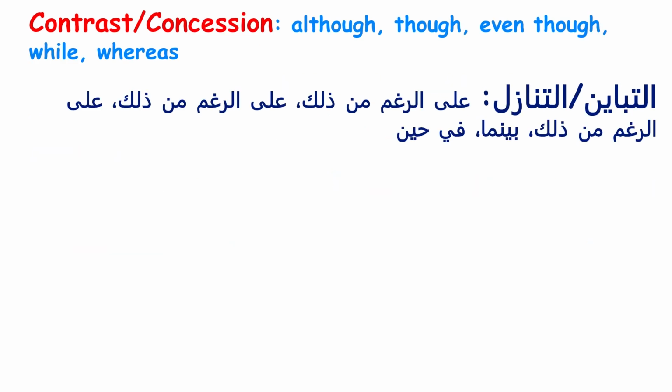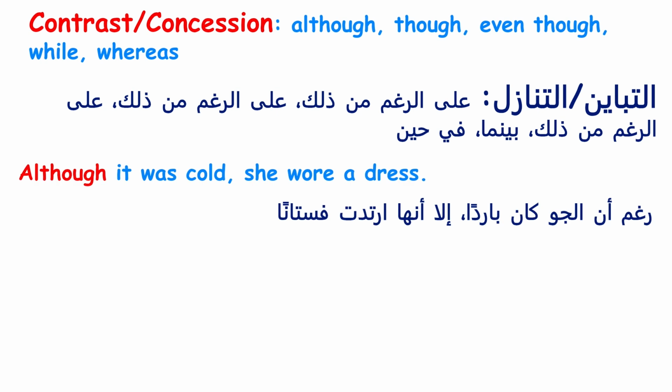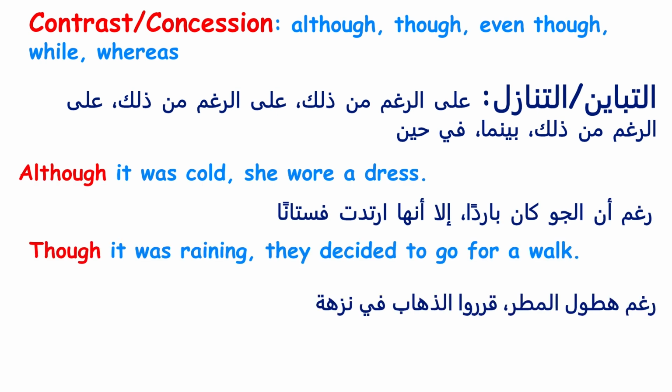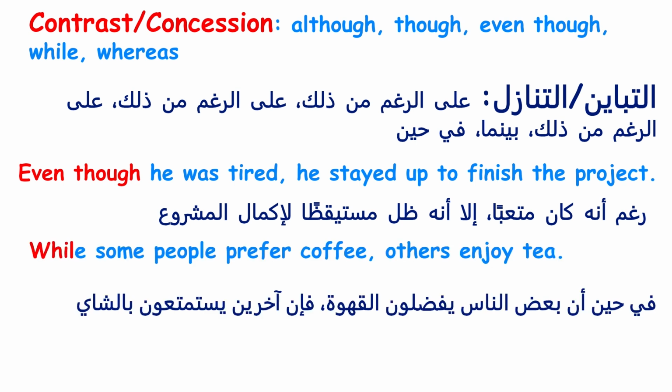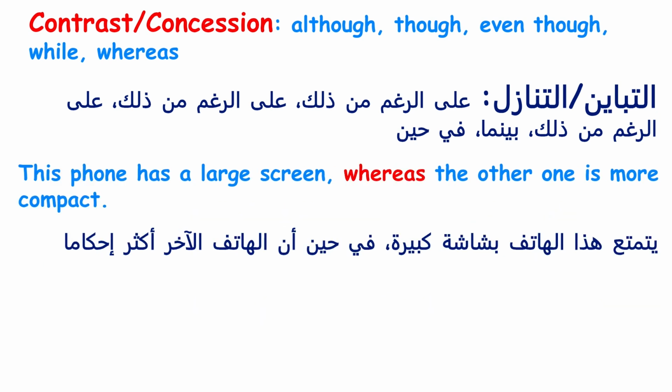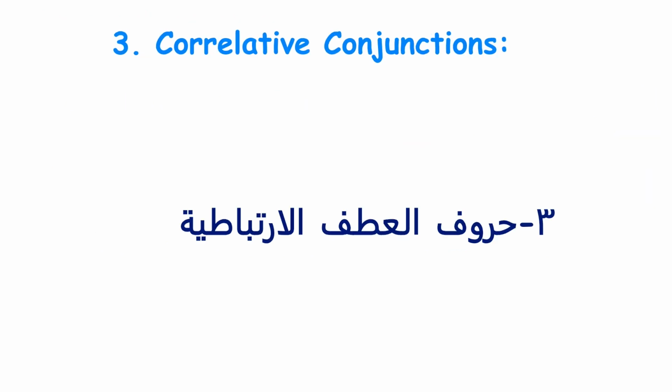Contrast or concession: although, though, even though, while, whereas. Example, although it was cold, she wore a dress. Though it was raining, they decided to go for a walk. Even though he was tired, he stayed up to finish the project. While some people prefer coffee, others enjoy tea. This phone has a large screen, whereas the other one is more compact.